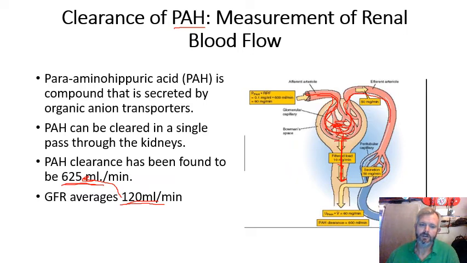So if we had a molecule that can only be filtered, like our inulin, only 1/5 of it comes out each run through here because it's not secreted with inulin.